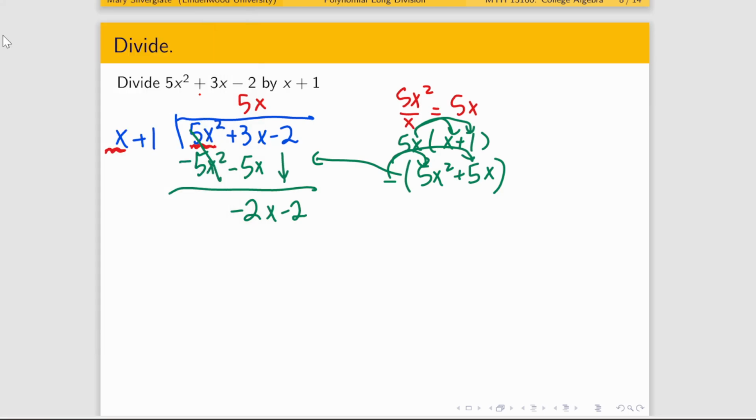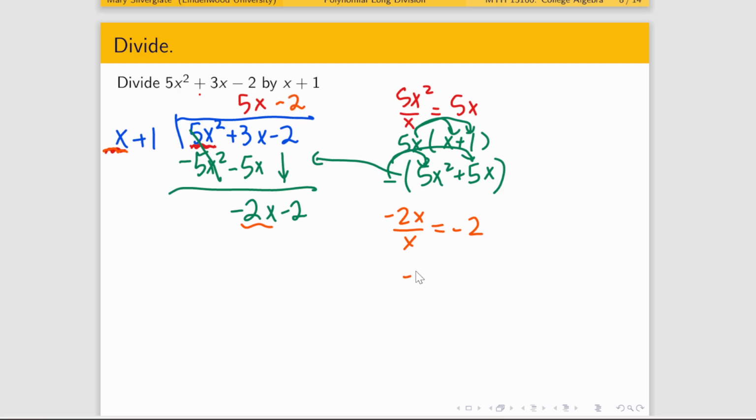Now I repeat the process. So I in particular want to say negative 2x divided by x, this leading term divided by this leading term, leaves me with negative 2. Another way of framing that is x times what gives me negative 2x, that's negative 2. Or if you want to use the language of regular long division, x goes into negative 2x how many times? Negative 2.